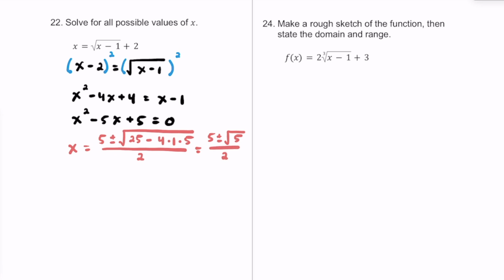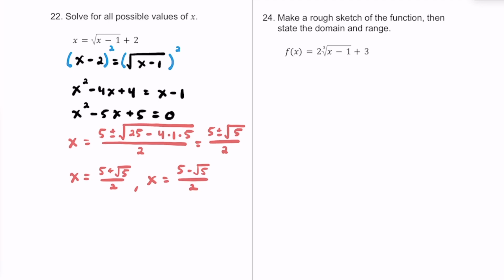And so it looks like we're going to have two solutions here from this algebraically. So we're going to say x is going to be equal to 5 plus the square root of 5 over 2. And we can also say that x would be equal to 5 minus the square root of 5 over 2. So we have these two solutions algebraically, but we should check to see if we have any extraneous solutions.